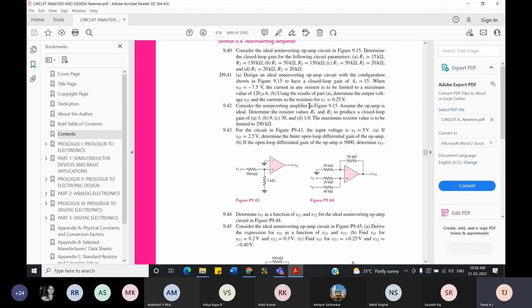So current will be input, you can calculate in any way. One way is current will be given by input divided by R1. Okay, so what is R1? It is 4.17, and input is given, it is 0.25. From that you can calculate the current.